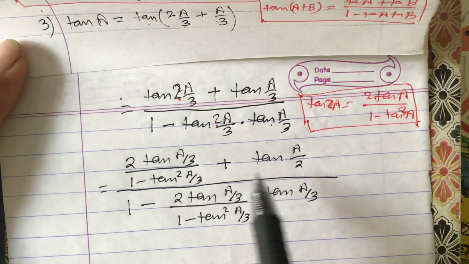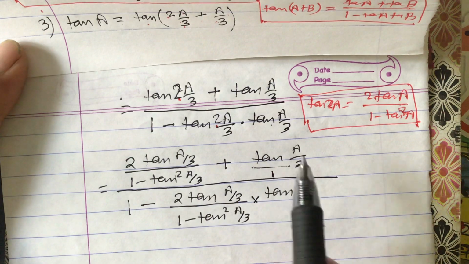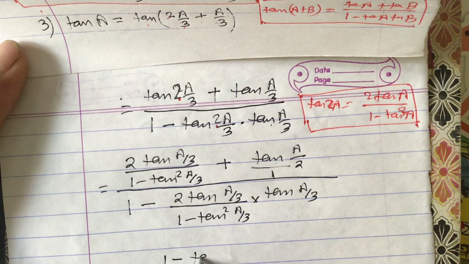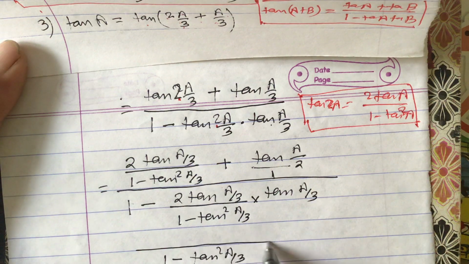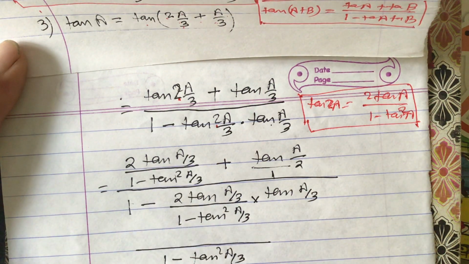Now we have to take the LCM over here. The denominator of the first term is 1 and here it is also 1, so the LCM of this and this will be the same. So we can write it like this: the LCM is 1 minus tan square a by 3, in the numerator for this and this. Then here it will be the same because this denominator and the LCM are the same.